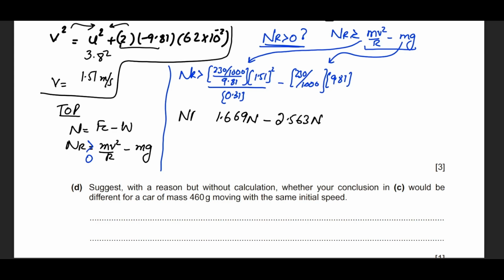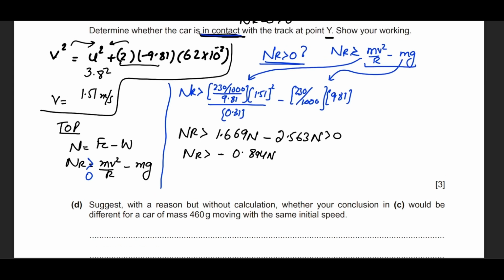And we said that normal reaction should be greater than 0. Is it coming out greater than 0? So when you subtract this, this comes out as negative 0.894 newtons. This is not greater than 0, which means that the normal reaction does not exist, which means that the trolley is not in contact. Otherwise, normal reaction would have been greater than 0, or it would have been at least participating in contact with the trolley.